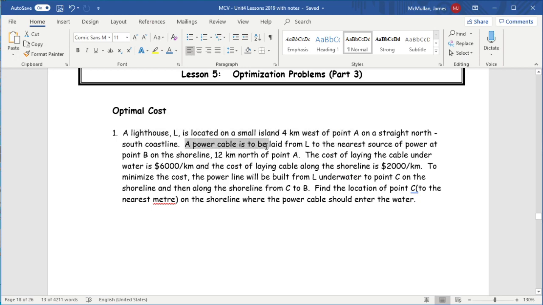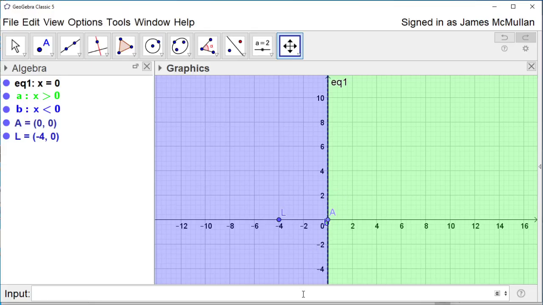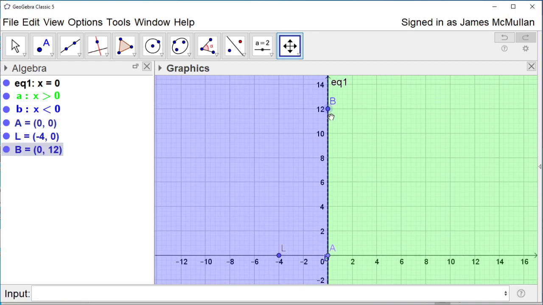A power cable is to be laid from L to the nearest source of power at point B on the shoreline, which is 12 kilometers north of point A. So point B is going to be located at 0, 12, right? So 12 kilometers north. So there's point B up there.